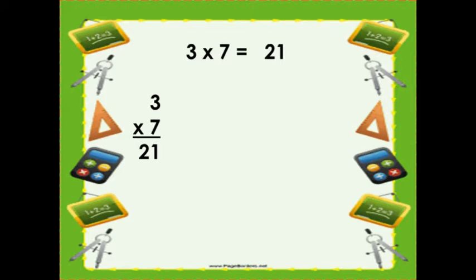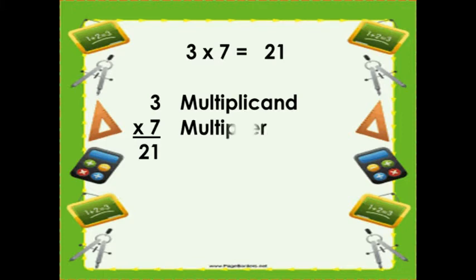So multiplication also has its parts. The numbers that we multiply are called factors. So what are the numbers that we multiply here? We have here 3 and 7. So 3 and 7, that is what we call the factors. And the factor being multiplied is called the multiplicand. And the factor that multiplies is called the multiplier. And the answer in multiplication is called the product.